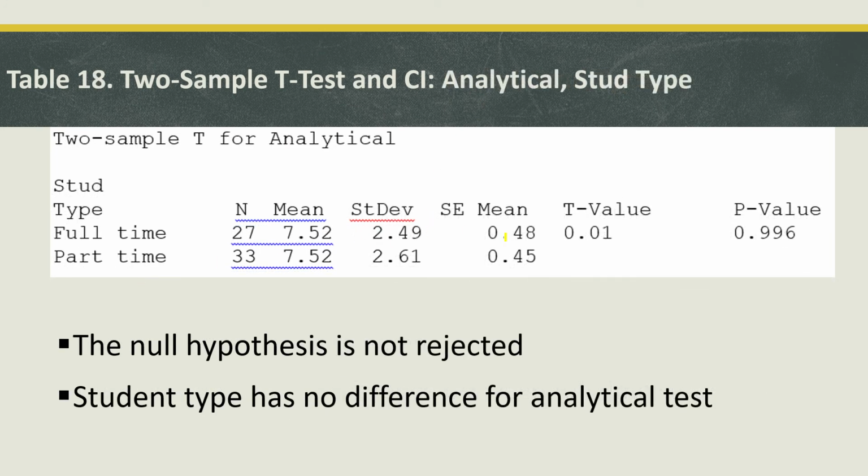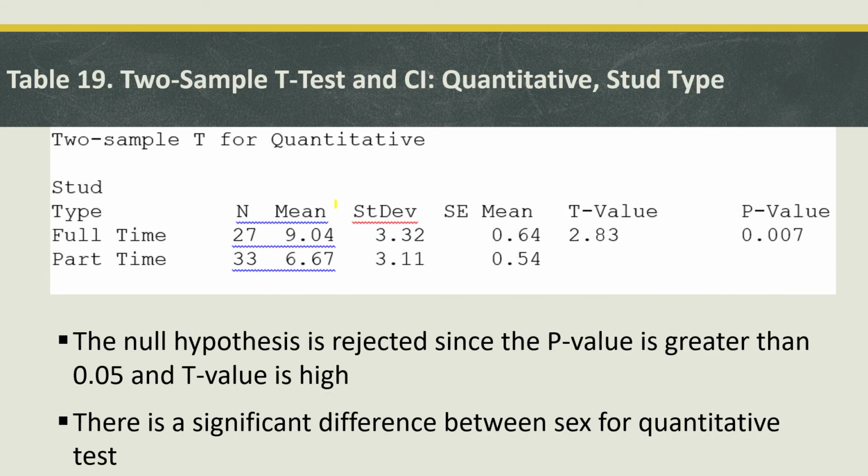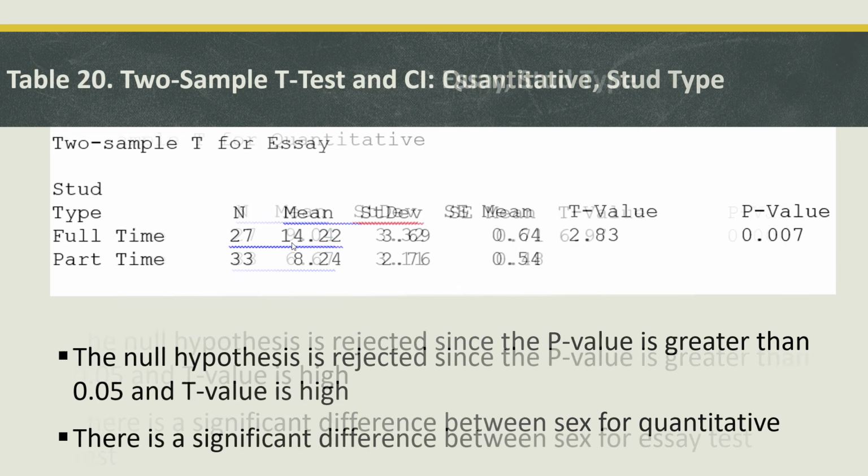For the analytical test, the null hypothesis is not rejected. Student type has no difference for analytical test. For the quantitative, on the other hand, the null hypothesis is rejected and the t-value is high. There is a significant difference for the student type in the quantitative test. As you can see, the mean score is higher for full-time students, thus your score for quantitative test may get better results if you're a full-time student.